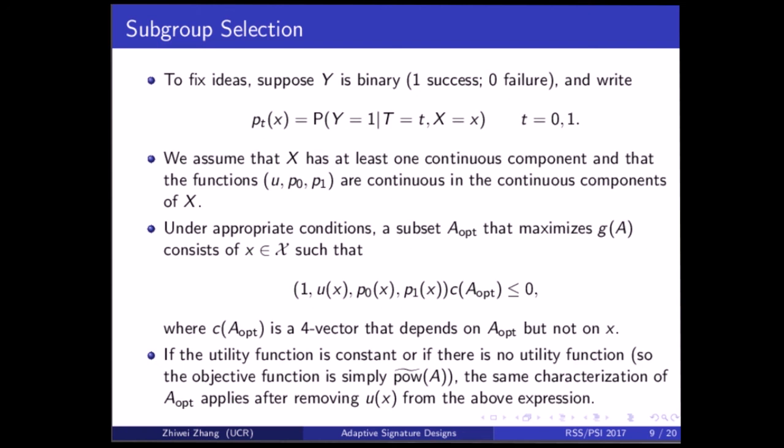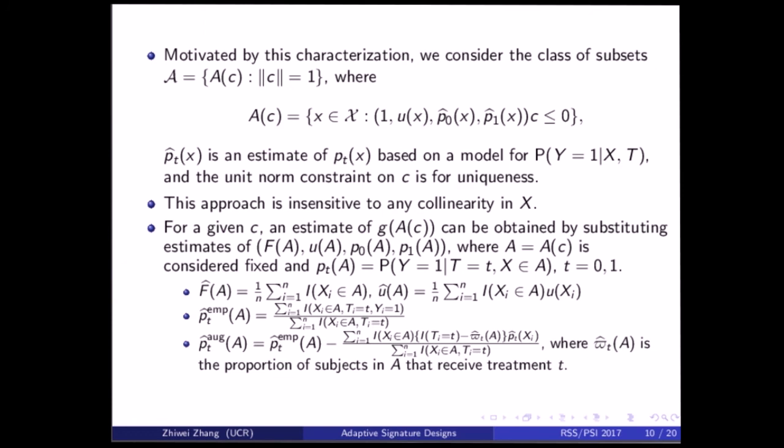So under appropriate conditions, we find that an optimal subset can be expressed in this form, using this expression here, where the coefficient vector C depends on the subset but not on X. So the subset defined by this expression is really a half space in terms of the utility function and the covariate specific treatment success rates. If the utility function is constant, or if there is no utility function, so we just want to maximize the power, the same characterization applies after removing U of X from this expression. Now, this expression doesn't really describe the optimal subset explicitly because the coefficients depend on the subset. However, it does suggest a practical approach for estimating or approximating the optimal subset, as we explain on the next slide, number 10.